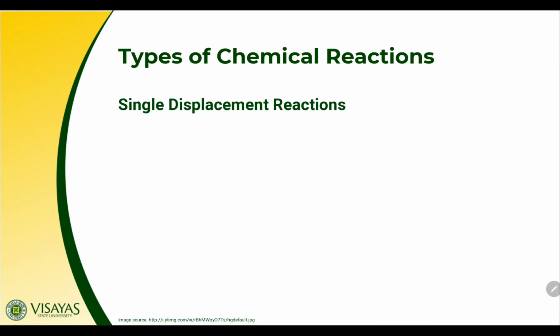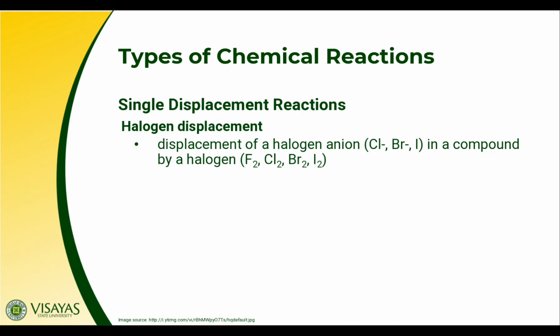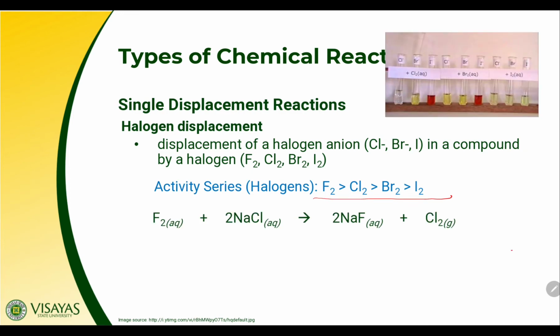For halogen displacement, this is a displacement of halogen anion in a compound by a halogen. Again, this is the activity series for halogen. So as an example, we have fluorine plus sodium chloride. We form sodium fluoride and chlorine. Fluorine here is higher than chlorine, so it can displace chlorine in this compound to form sodium fluoride, and chlorine is being displaced to form chlorine gas.